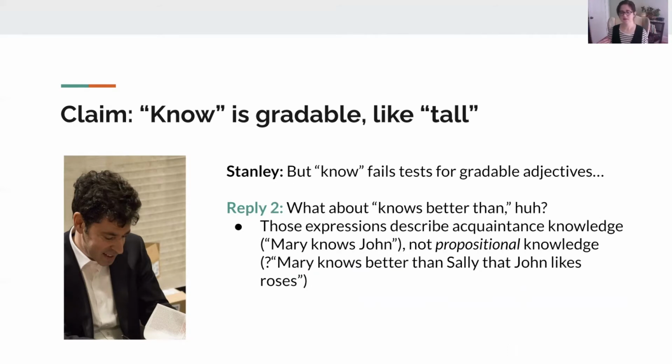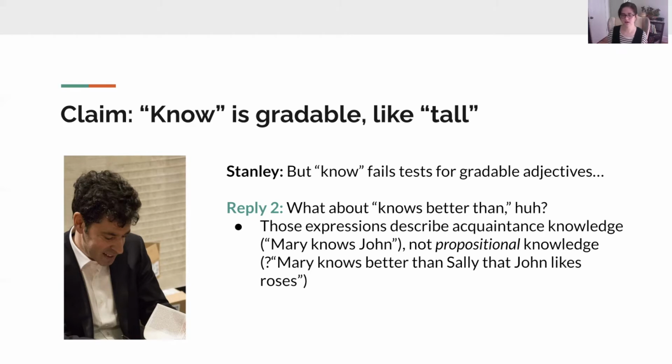Also, there's a second reply that the contextualists try, which is, what about the expression knows better than, right? You can use that. That sounds comparative. Stanley replies that those expressions, knows better than, seem to describe acquaintance knowledge. So we use them for things like Mary knows John. Mary knows John better, for example. But that's a relationship between two people and how well they're acquainted, not a relationship between a person and a proposition. Like suppose we were to say, Mary knows that roses are red, right? You can't use knows better than for expressions like that, which are propositions.